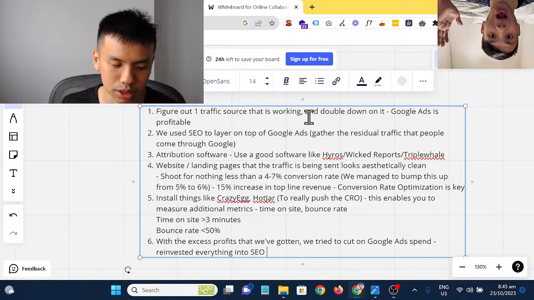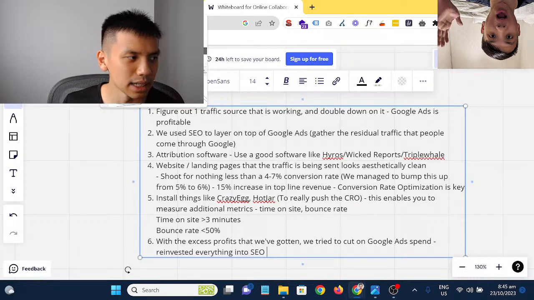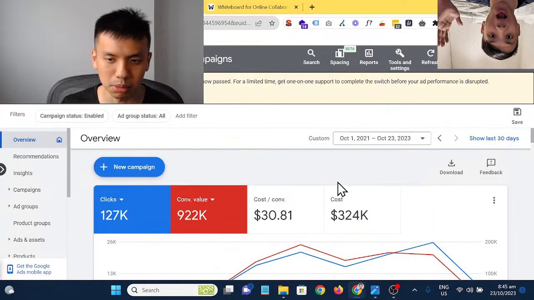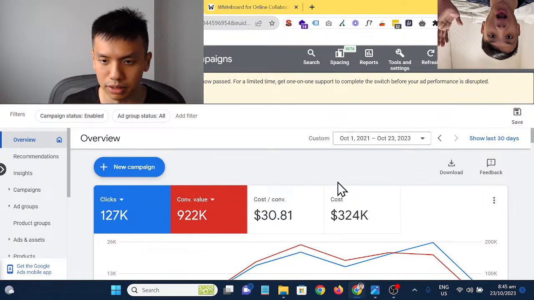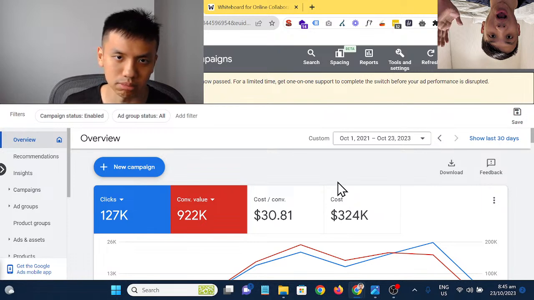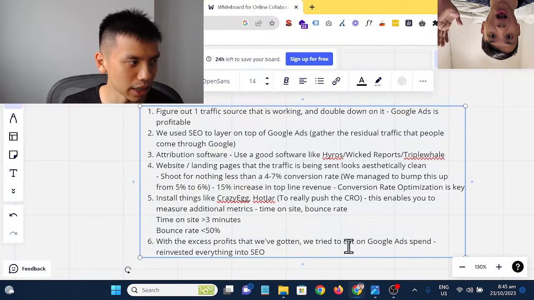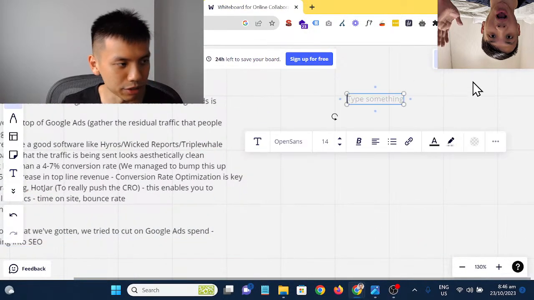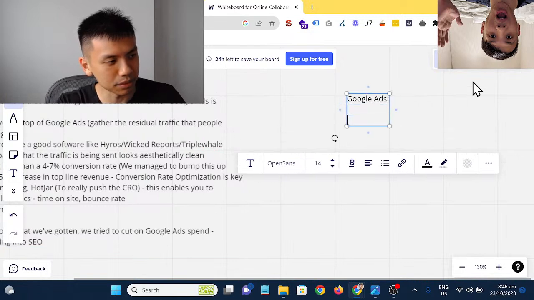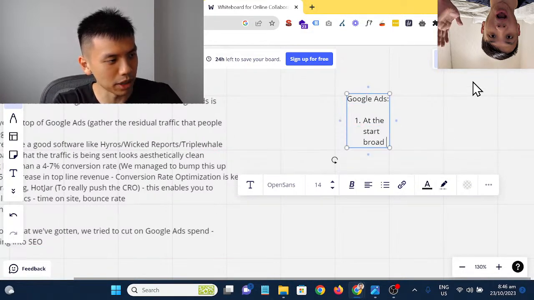This is exactly how we scaled the client with both Google Ads and SEO. For Google Ads, I just wanted to talk a little bit more about this. One thing that did all the heavy lifting for us is just ensuring that we target broad match modifier. At a point in time, Google Ads still had broad match modifier, so we ensured that we targeted it at the start.